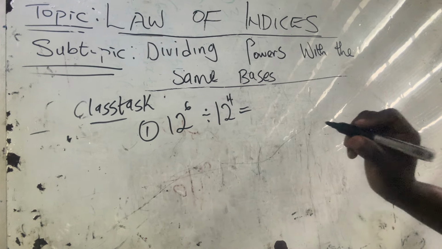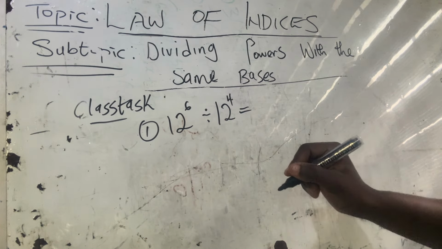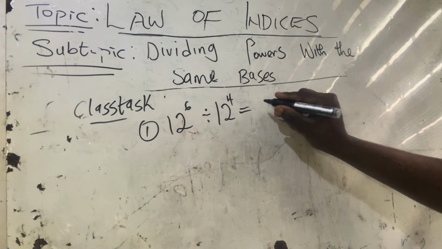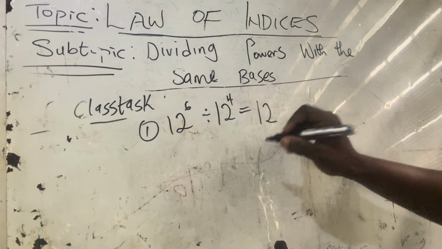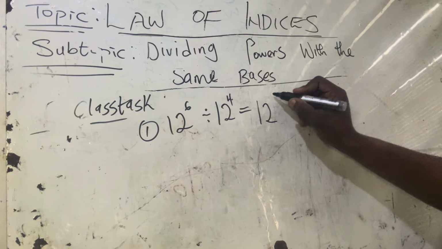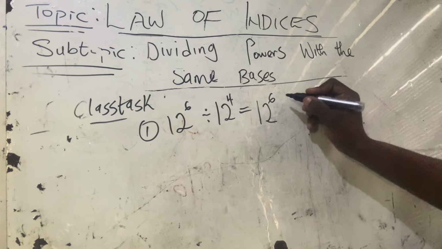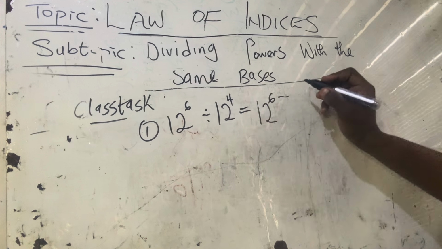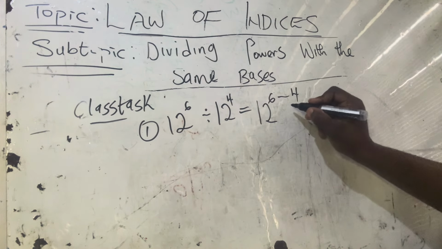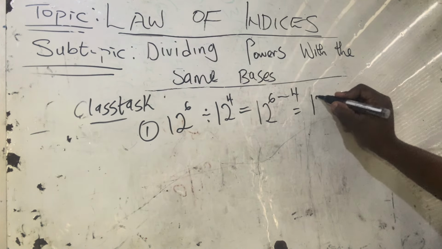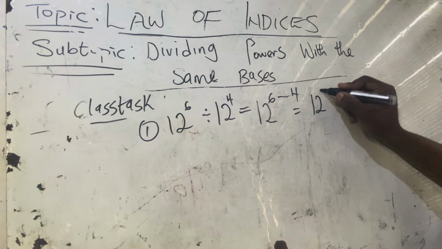So now let's do correction of question 1. The base here is what? 12. Using the short form, I'm going to write my power, which is 6. My division sign means minus 4. So the final answer is 12 raised to power what? Raised to power 2.